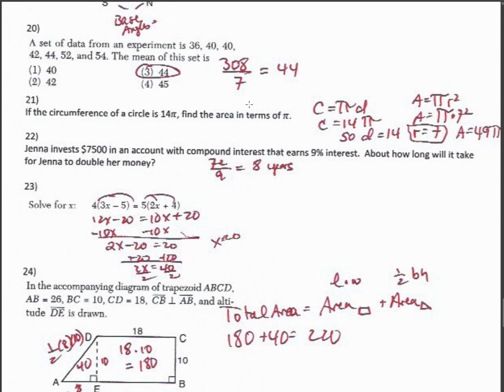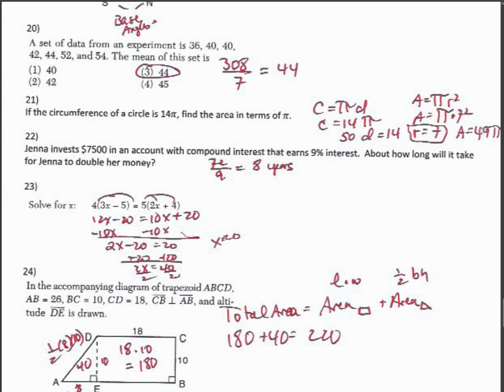Number 22, if the circumference of a circle is 14 pi, find the area in terms of pi. So look, cherry pie is delicious, C equals pi d. Apple pies are too. Area is pi times the radius squared. If the circumference is 14 pi, that means that the diameter has to be 14. Well, if the diameter is 14, then the radius is 7. And that's what I plug into the area formula.